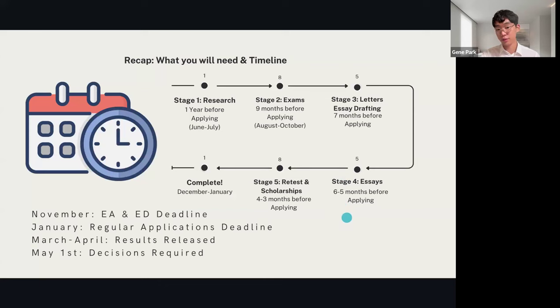And your stage 4 is you'll actually want to write your essays. So that is around 6 to 5 months before applying. If you weren't happy or you think that you could do better with your exams, retest and start researching scholarships as well, around 4 to 3 months before applying.